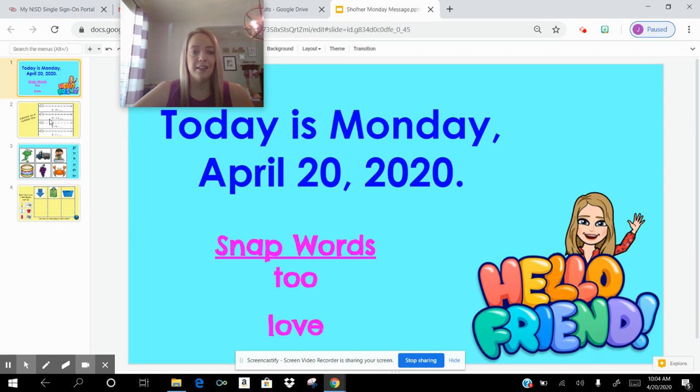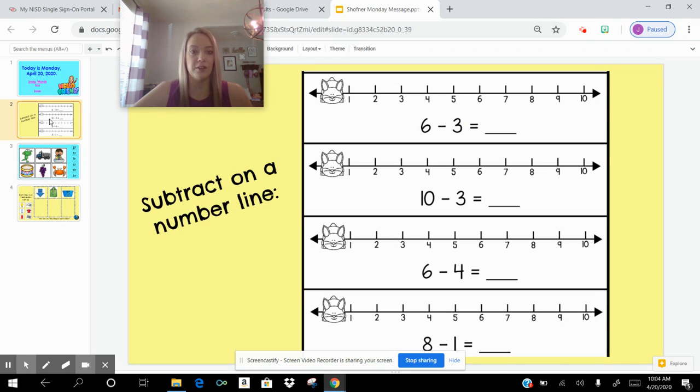So in math, we are continuing with our subtraction. You guys did an awesome job this last week on Seesaw. I loved your story problems and seeing you and hearing your voices. So great job. I'm very proud of you. This week, we are going to subtract, but we're going to subtract on a number line. Do you remember when we looked at a number line? Well, a number line helps you keep track of your counting.